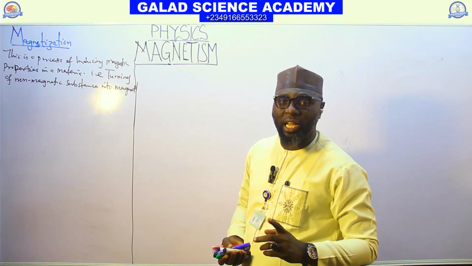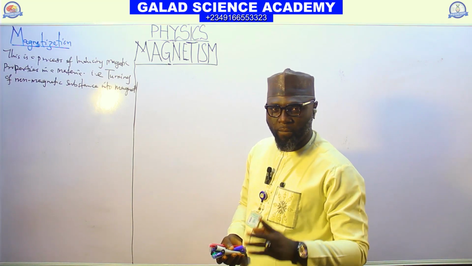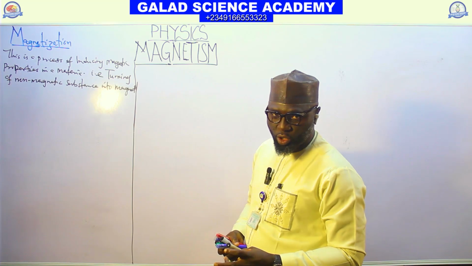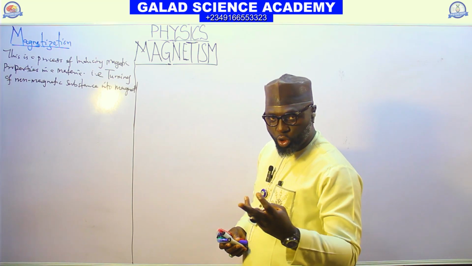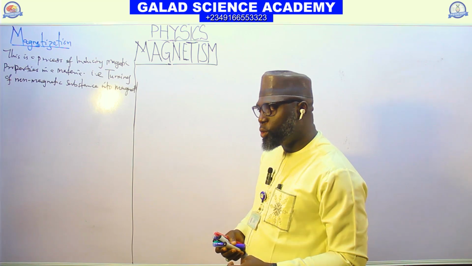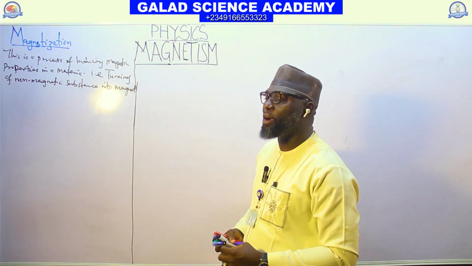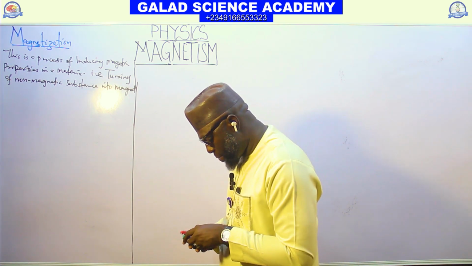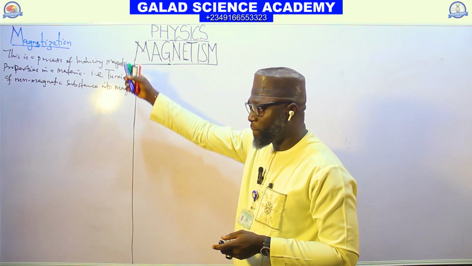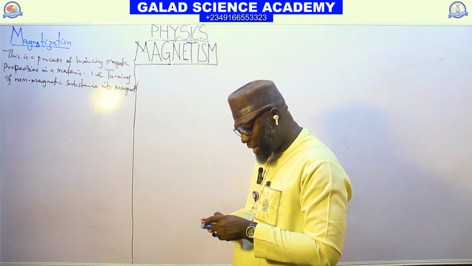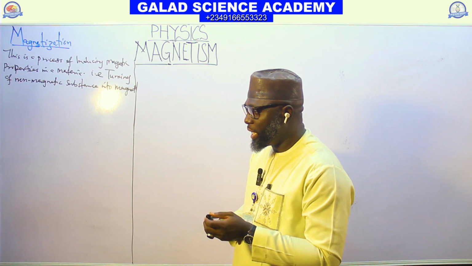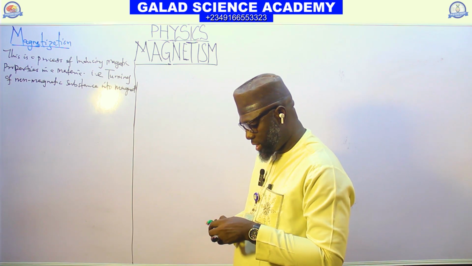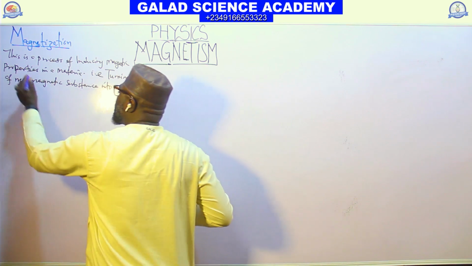And magnetization can be achieved by four basic methods: the single touch method or stroking method, the double stroking method or double touch method, the hammering method, and the electrical method. Let me go through the methods of making magnetization. Magnetization can be achieved by the following methods.